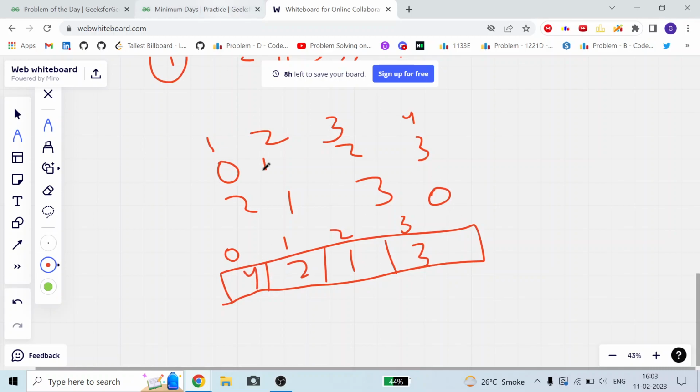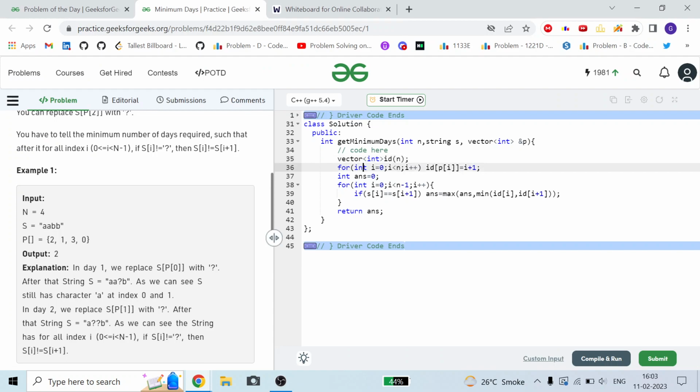So this is what I am going to do. At id[i] I will store i plus 1. This is i plus 1, i plus 1, i plus 1, i plus 1. Okay, so basically for all the numbers, if id of p[i] is equal to i plus 1, then I will initialize my answer to 0. Now from 0 to n minus 1, if my both characters are equal, I will take answer equal to maximum of answer comma minimum of id[i] or id[i plus 1], meaning the minimum cost of changing either character i or i plus 1.